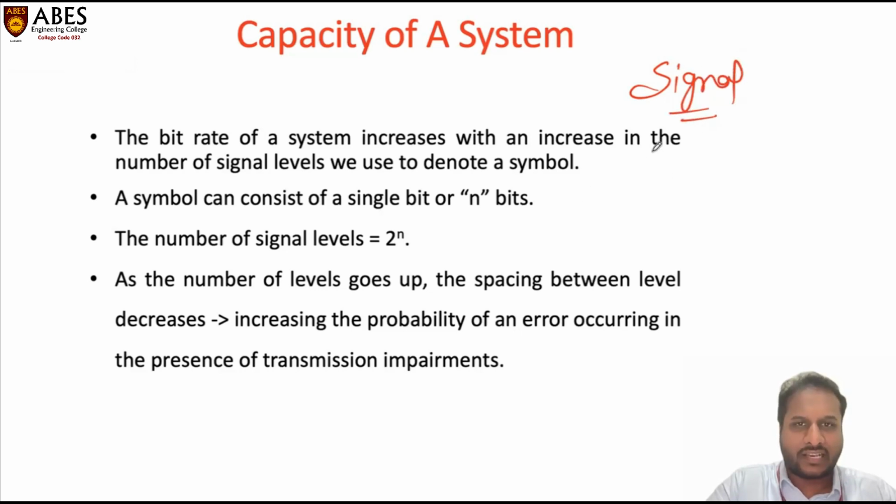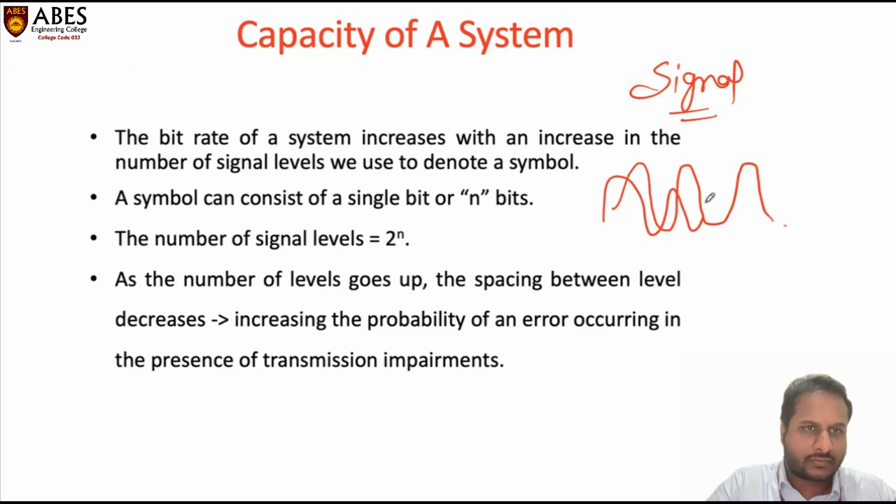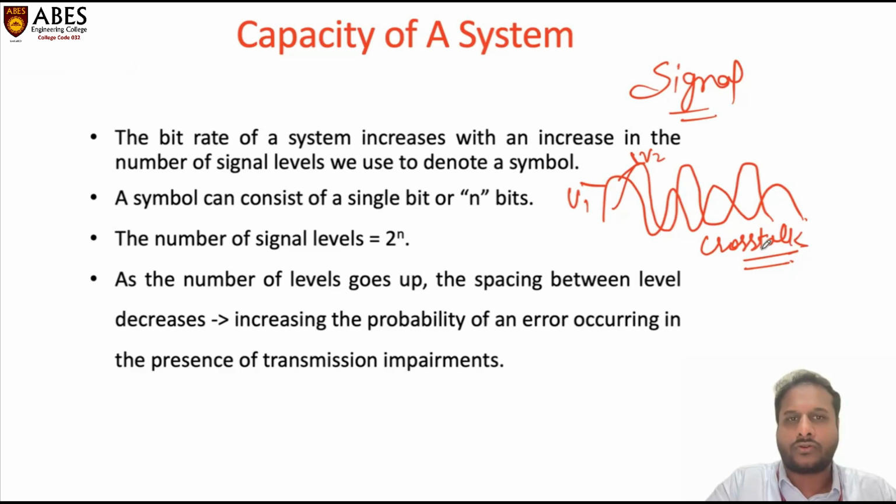So if we increase the signal level, we can definitely get the higher capacity of a system. But there is one condition. Suppose there is one signal like this, and there is another signal like this. So if we increase the signal of this particular user 1, it may touch this user 2, and it means there is a chance of crosstalk. So instead of getting the quality capacity of a system, we get the crosstalk.